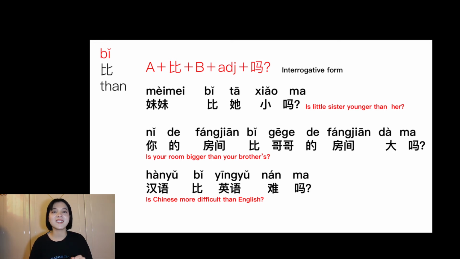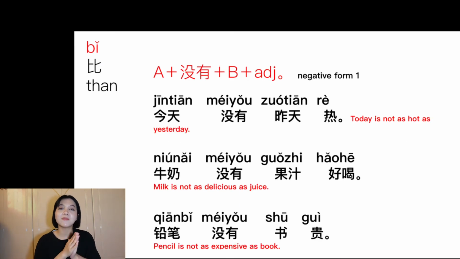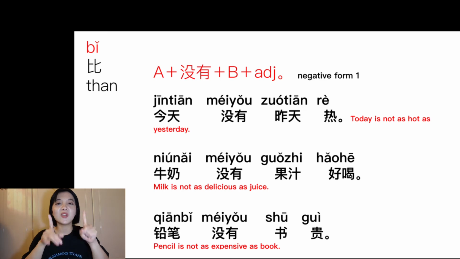If not, you can say 没有. And in my videos before, I already posted an episode on the difference between 不 and 没有. So today we are gonna learn two different negative forms, and the meanings of them are totally different. So now let's focus on the negative form 1.